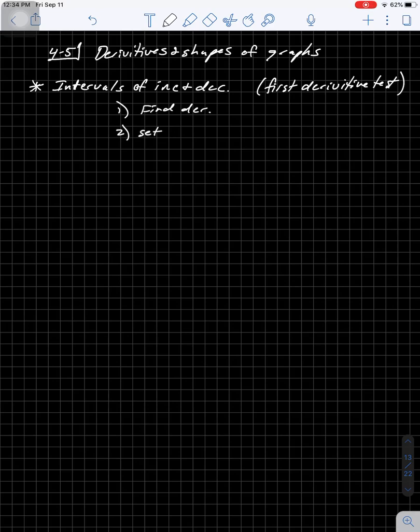of inflection. So the first thing that we do is we can find intervals of increasing and decreasing. Okay, and this is called the first derivative test. So here's kind of your steps. The first thing that you're going to do is find the derivative of your function. Second thing is you're going to set it equal to 0 to find your critical points.